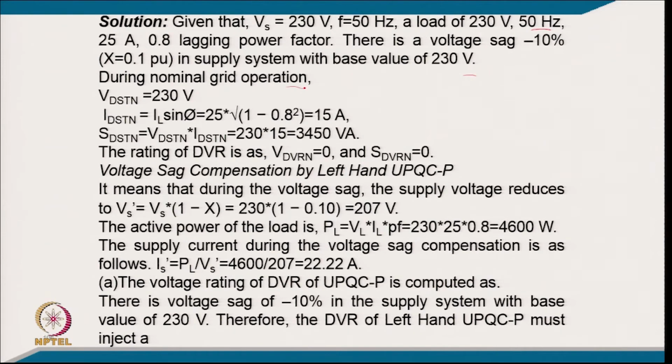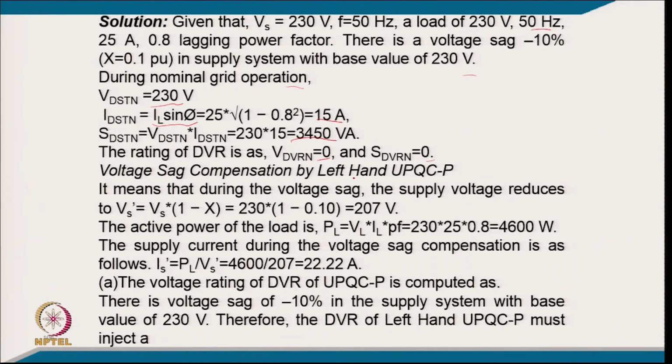So, during normal grid condition, the DSTATCOM is 230 volt and the current rating is corresponding to the reactive power of the load. That is corresponding to 15 ampere, and the rating of the DSTATCOM is 230 into 15, 3450 VA, and the rating of DVR is typically 0 because we are not injecting any voltage, and the real and VA rating is also there.